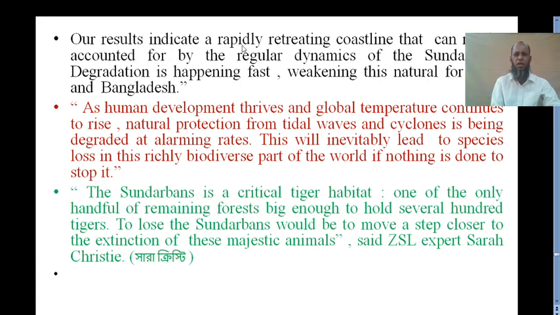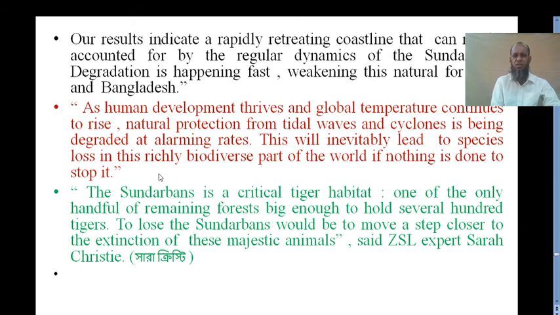You know that from natural disasters like the super cyclone and erosion, the Sundarbans help Bangladesh and India from the damage. As human development thrives and global temperature continues to rise, natural protection from tidal waves and cyclones is being degraded at alarming rates. You know that human development is thriving day by day and global temperature is being raised every second. So the natural protection from tidal waves and cyclones is being reduced at a very, very fearful rate. This will inevitably lead to species loss.